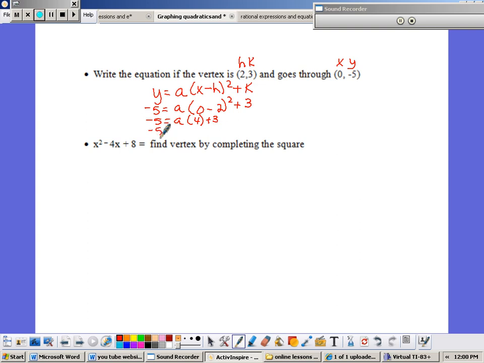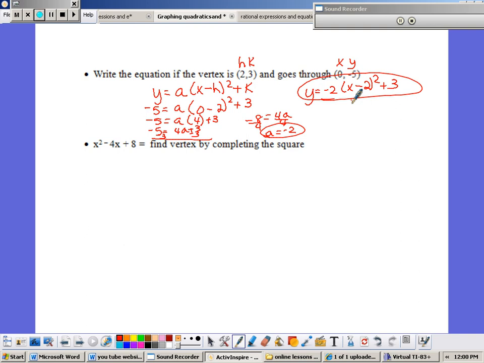So negative 5 is equal to 4a plus 3. Subtract 3. Negative 8 equals 4a. Divide by 4. A is negative 2. Now I'm not finished. I need to write the equation. The equation has to have a filled in, h filled in, and k filled in. The x and y will change according to where on the graph you're using the x and y. There's a lot of different x and y points on the graph.